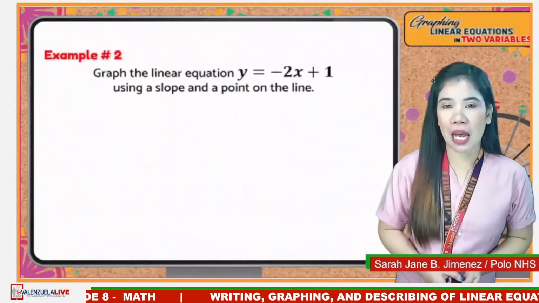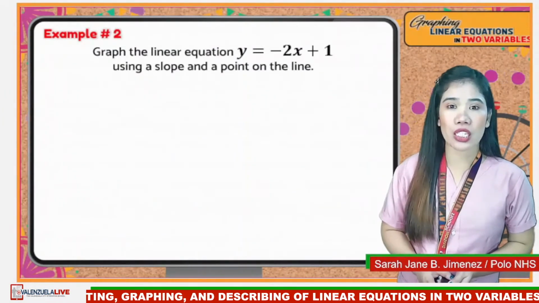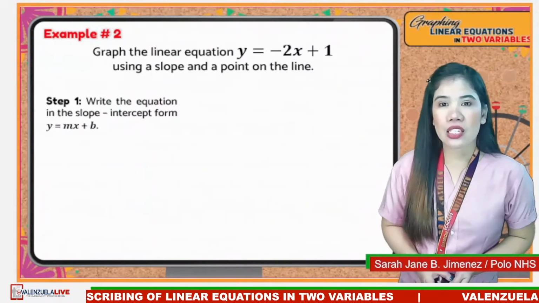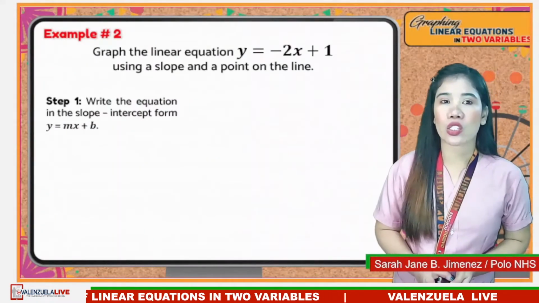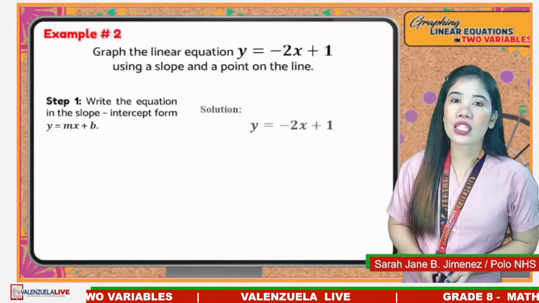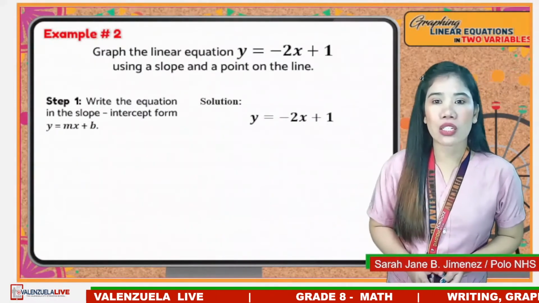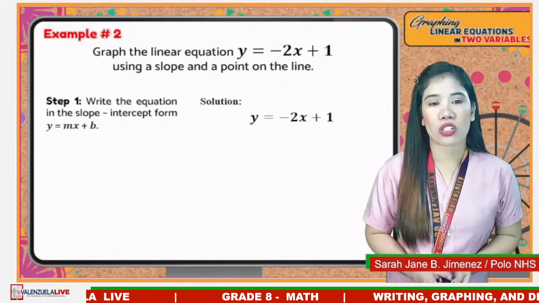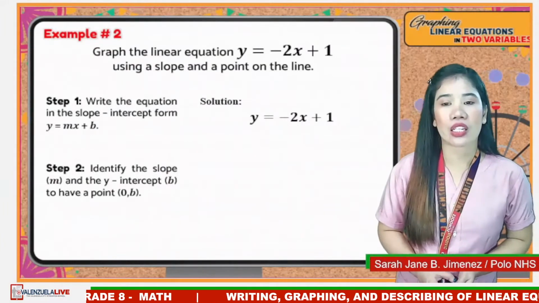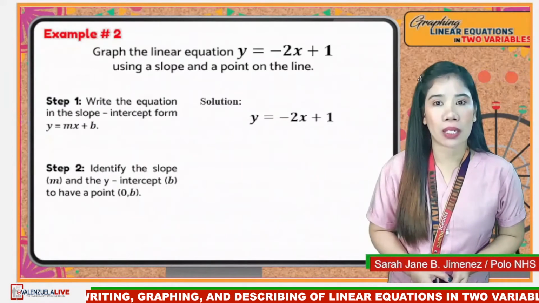And for our next example, let us graph the linear equation y is equal to negative 2x plus 1 using the slope and a point on the line. Step number 1, write the equation in the slope-intercept form y equals mx plus b. As we can see, our given equation is already in the form of y equals mx plus b, or slope-intercept form. We can now proceed to step number 2, which is identifying the slope m and the y-intercept b to have a point 0, b.